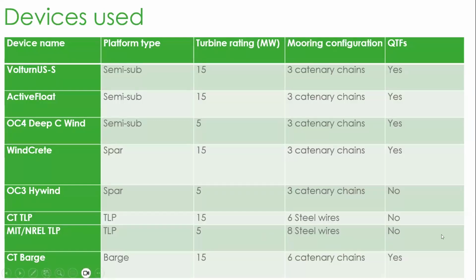So that's the method. What we did in this study is we looked at 8 different devices in OpenFAST. We wanted to cover the 4 main platform types to see how applicable the method is across a range of different scenarios. So we've got 3 semi-subs, 2 spars, 2 turbine platforms, and a barge. And a couple of different turbines, some of them are 15 megawatt, some of them are 5 megawatt.